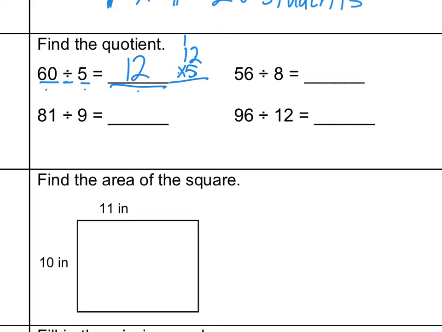5 times 2 is 10. 5 times 1 is 5 plus 1 is 6. Something times 9 equals 81. That is 9 times 9, that's 81. And look, this was your cue. 8 plus 1 is 9.